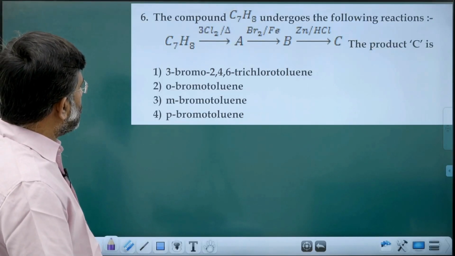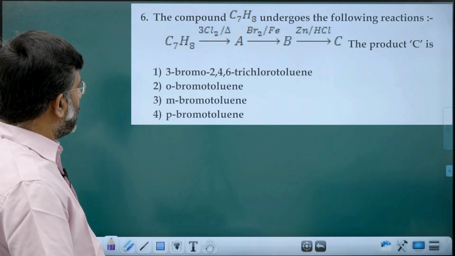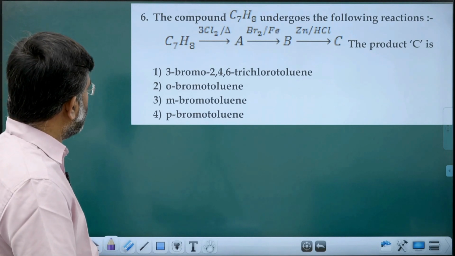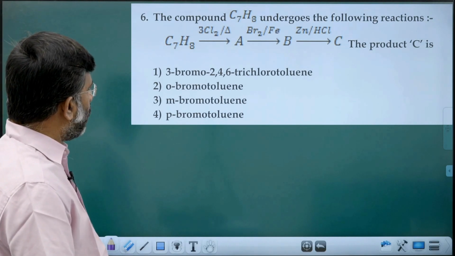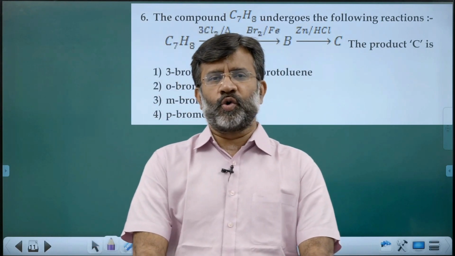C7H8 with chlorine, with bromine and iron, then zinc and HCl. What is the product obtained? C7H8 is simple to understand: toluene.